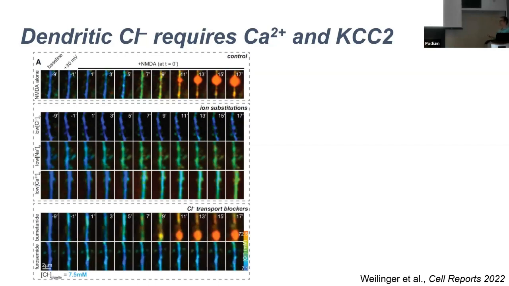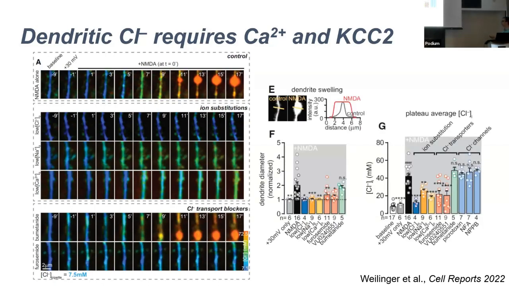When you inhibit the chloride transporters, I was surprised because I saw the opposite effect of what I was expecting. Inhibiting the chloride importer, which you'd think would block chloride influx in this case, didn't do anything. On the other hand, inhibiting KCC2, the chloride exporter, actually blocked this very well. And so these data are summarized here.